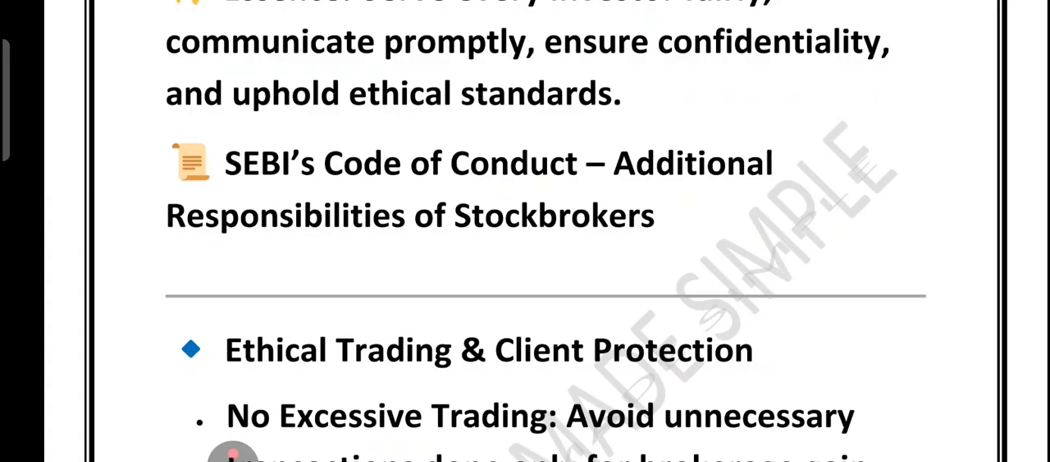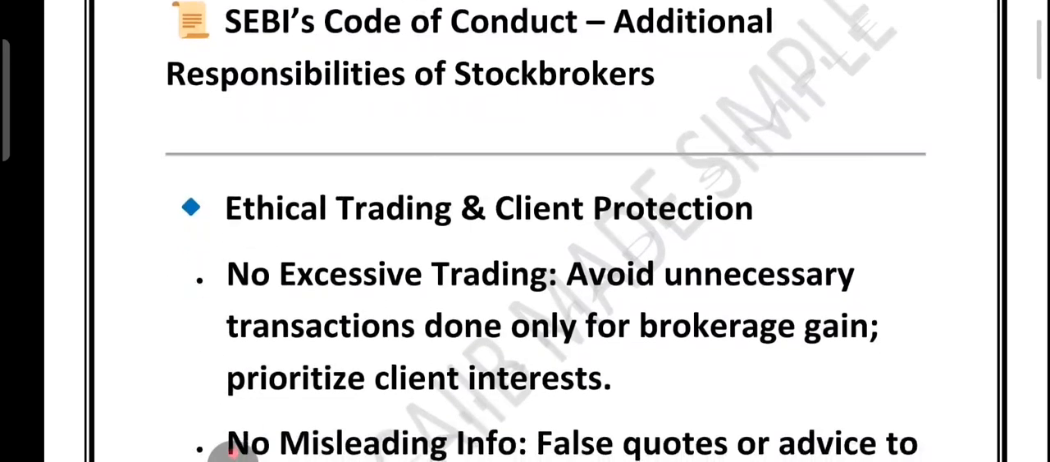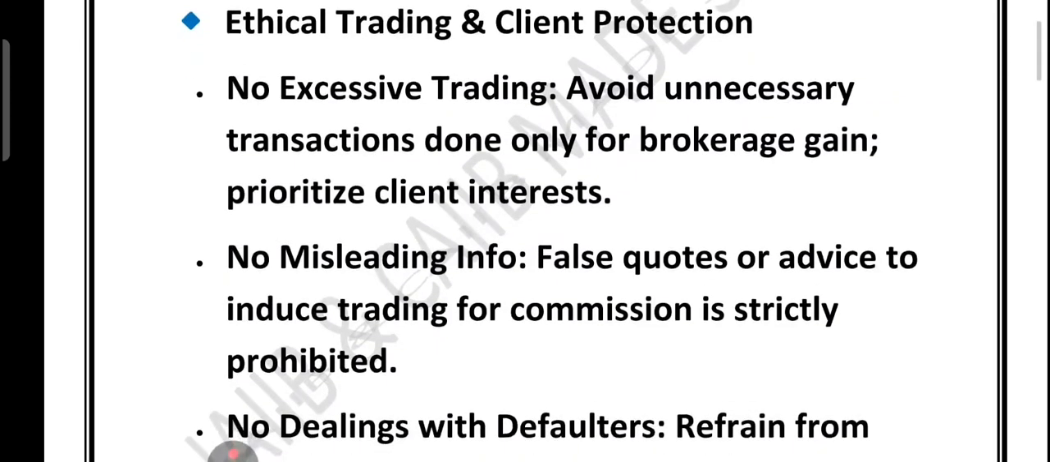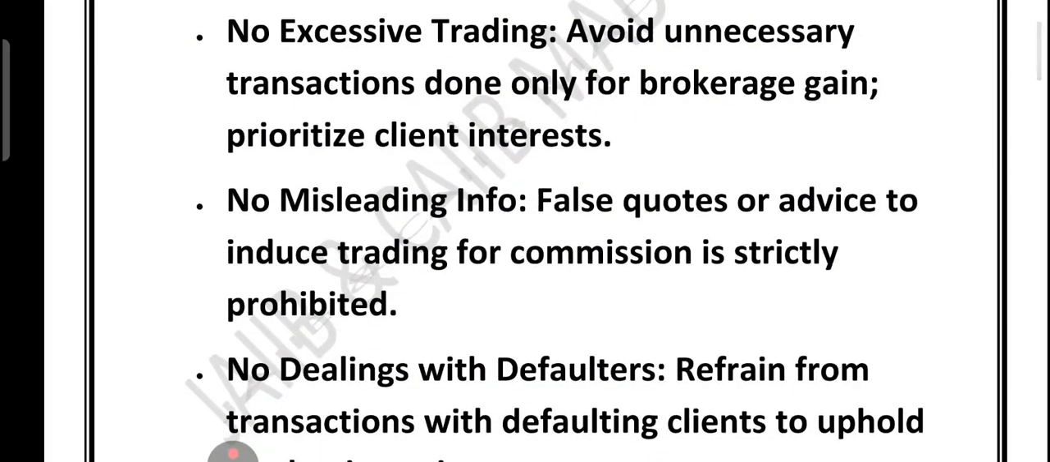Now friends, let's look at the additional responsibilities of a stockbroker under the SEBI code of conduct. Basically this part focuses on ethical trading and client protection. First of all, no excessive trading. A broker should never make unnecessary buy-sell transactions just to earn extra brokerage. Every trade should be in the best interest of the client, not the broker's pocket.